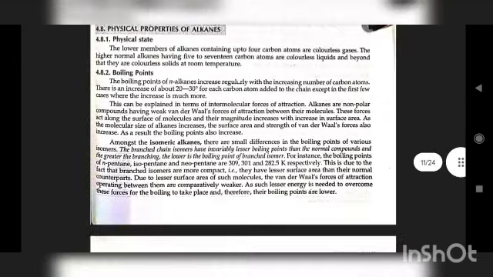Physical properties of alkanes. Physical state. The lower members of alkanes containing up to 4 carbon atoms are colorless gases. The higher normal alkanes having 5 to 17 carbon atoms are colorless liquids, and beyond that they are colorless solids at room temperature.